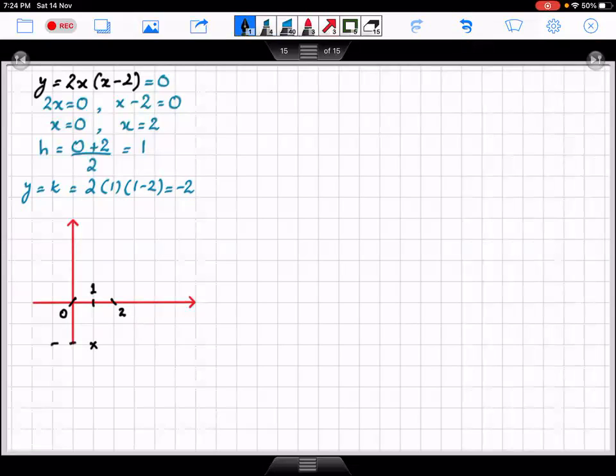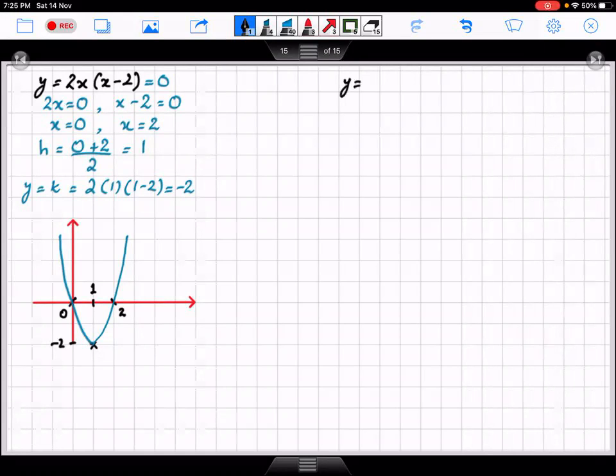So जब मैं स्केच बनाऊंगा तो ऐसा स्केच बनाऊंगा कि ग्राफ मेरे पास जो भी है वो 0 से कट करेगा और 2 से कट करेगा और उसका जो वर्टेक्स है वो 1, minus 2 पे बनेगा. Okay, now we have another example.